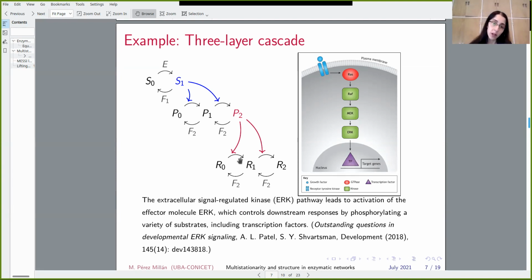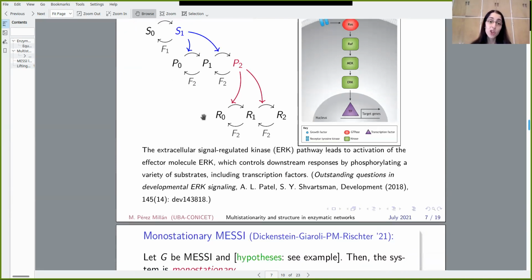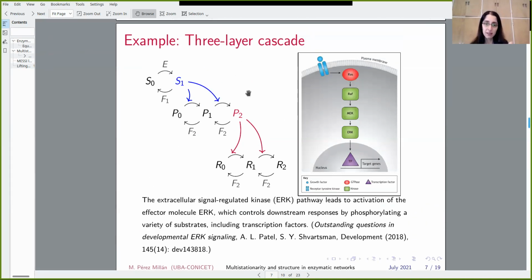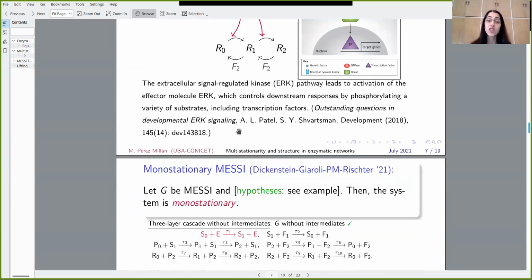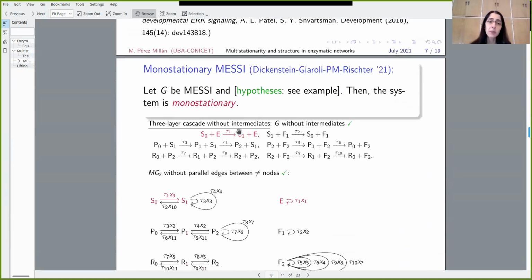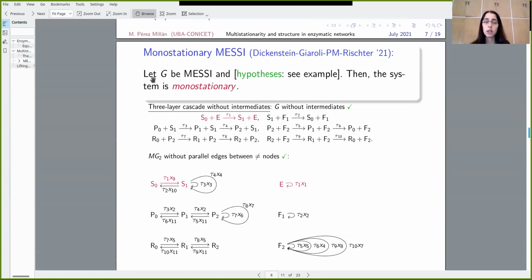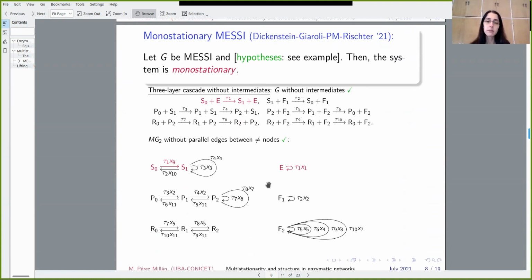So let's go back to math, and we show that many systems like this one are monostationary by inspecting, as I said before, some graphs. So let G be a MESI system satisfying some hypotheses that I will show you down here with this graph, then the system is monostationary. First of all, we ask for the network to have no intermediate species. Well, that's easy to check. And then we build this multi-digraph MG2 this way.